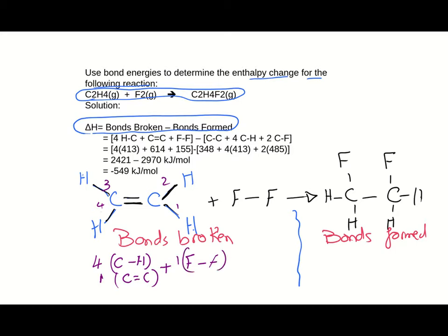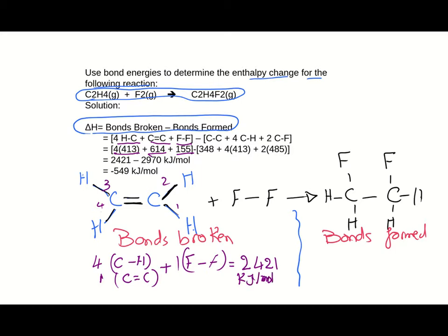You are going to record the values as they are given here. 4 C-H, and here is the value. C double bond C and F-F. Just add them all and find the total of bonds broken energy, 2421 kilojoule per mole.